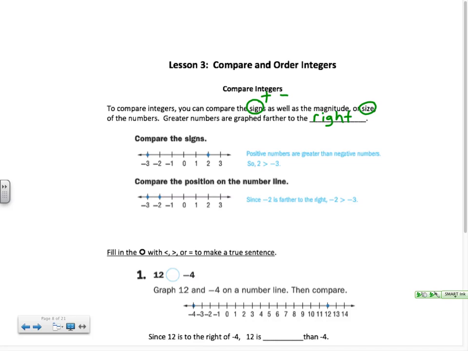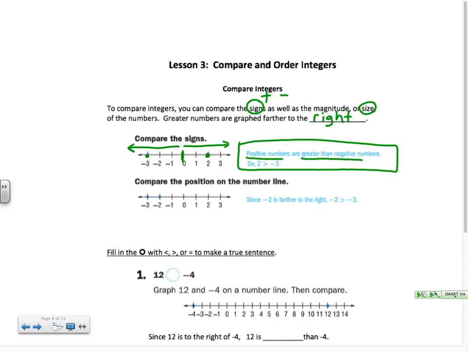Compare the signs. It says here positive numbers are greater than negative numbers. We just know that, okay? So with this example, 2 is greater than negative 3. And if we look at them on the number line, we know that numbers to the right of 0 are positive, and they're getting bigger. So 2 is graphed here. Numbers to the left are negative, so they're less than 0. And so we can see on the number line that negative 3 is to the left of 0. It's smaller than our positive 2. So remember, positive numbers are always going to be greater than negative numbers.